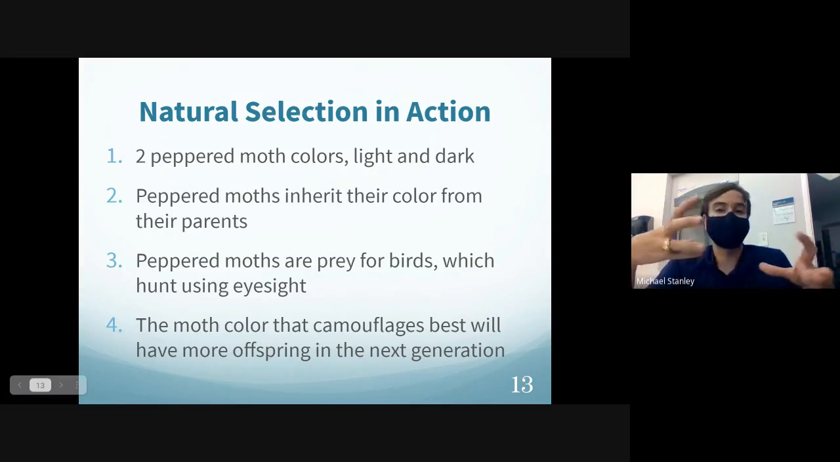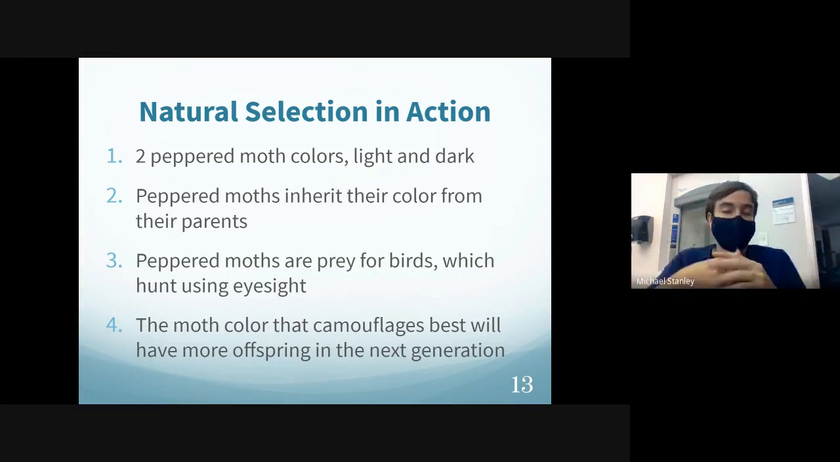So natural selection, this selection for the best camouflage, the most fit moth, caused evolution, caused this change from mostly lighter colored moths to mostly darker colored moths. So that was only in the span of a couple decades, which is like nothing in evolutionary time. Usually evolution can take hundreds of thousands or even millions of years for these changes to fully spread through the population.